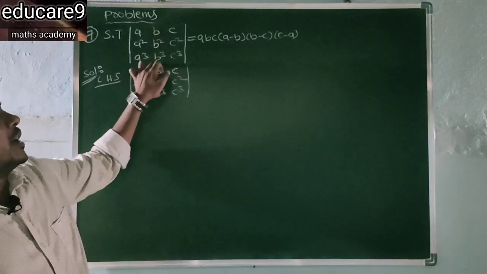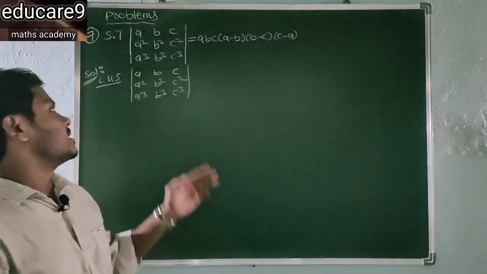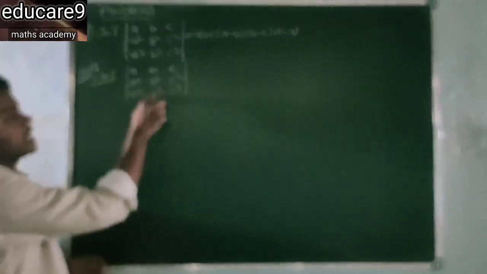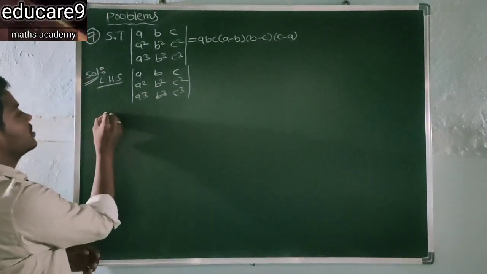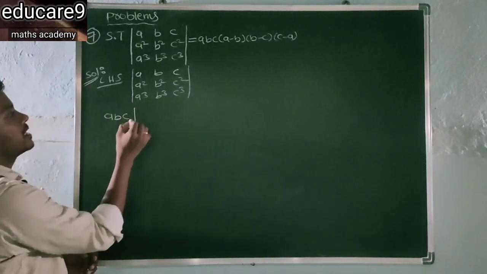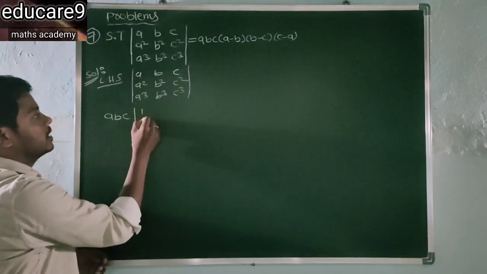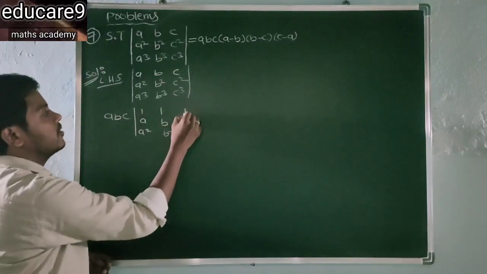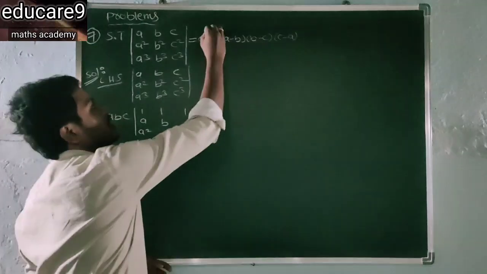Show that this determinant value is ABC into A minus B into B minus C into C minus A. So for that consider the LHS. From the first column A is common, from the second column B is common, from the third column C is common. So clearly ABC is common. You will get 1, A square, 1, B square, 1, C square. Okay, so you got ABC.